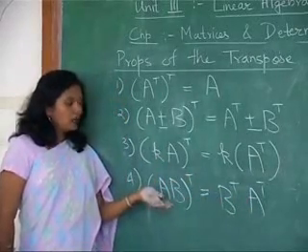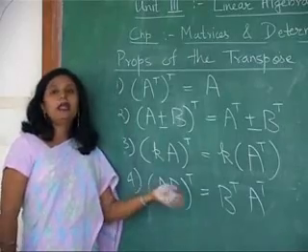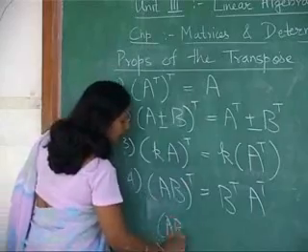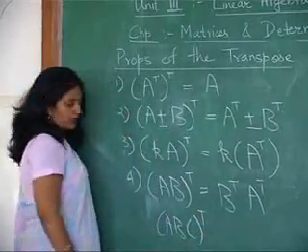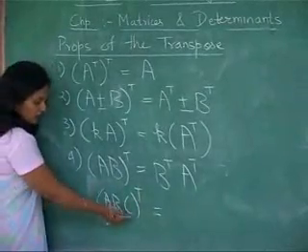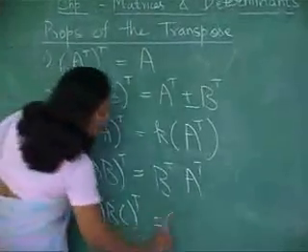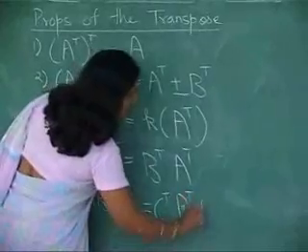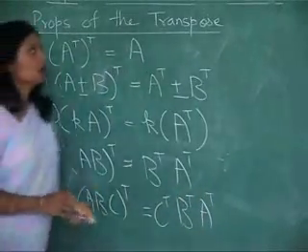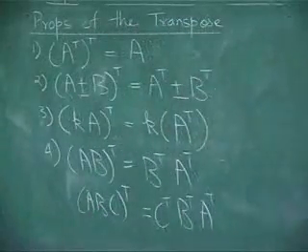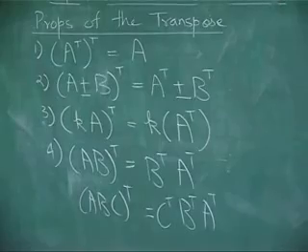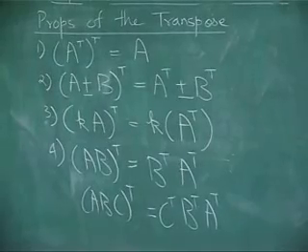And this result can be extended to any number of matrices. That means if I have a product of 3 matrices and then I want to take the transpose, it will be a product of the transposes but in the reverse order. So it will be C transpose, B transpose and then A transpose. So this can be extended to any number of matrices so long as there are finitely many matrices in the product.